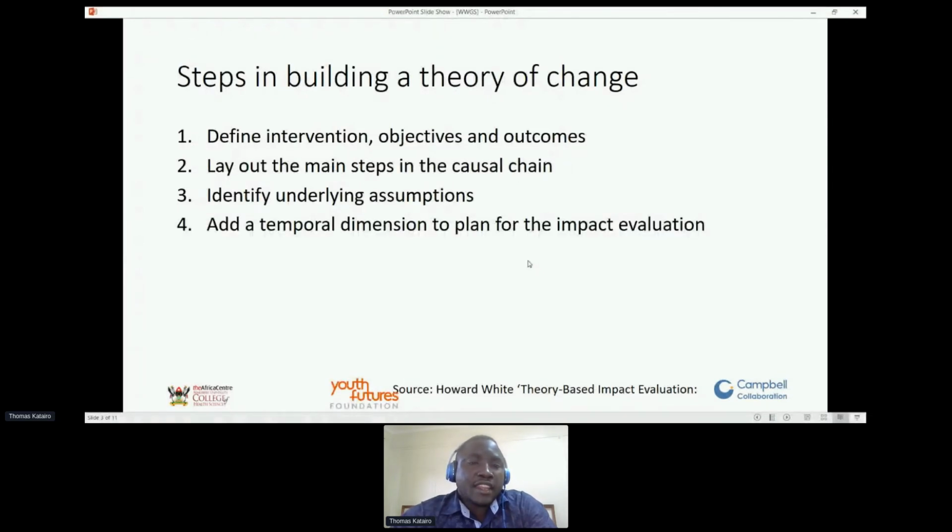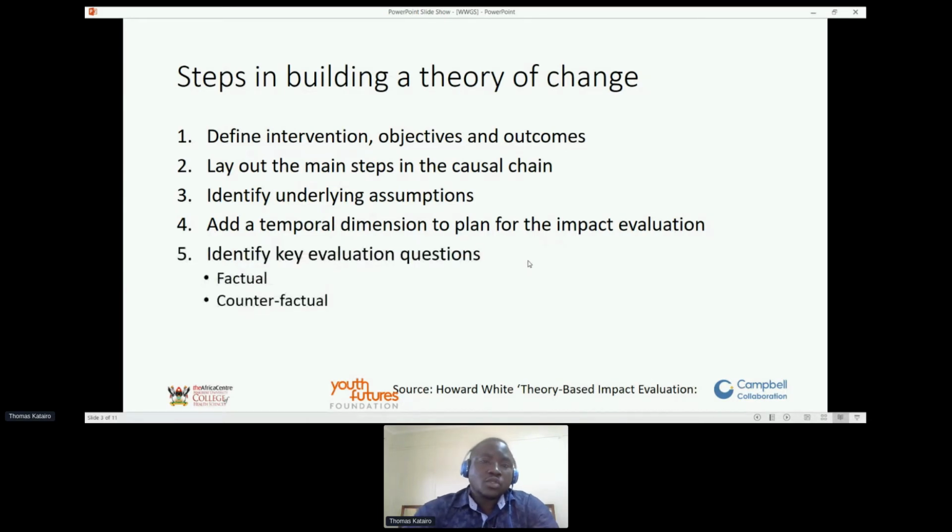So you also have to add a temporal dimension to plan for the impact evaluation. You need to know when you're going to do the impact evaluation, which types of data you're going to collect, and when you're going to collect them. Are you going to collect all the outcomes that you intended, or are there some outcomes that you may never get? You need to plan for these when you're doing the theory of change.